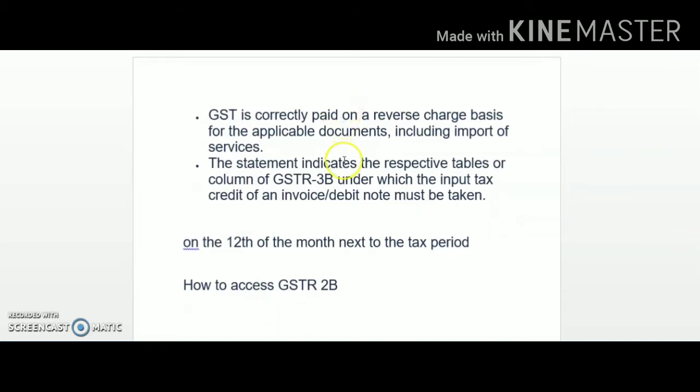Further, GSTR-2B indicates the respective table of GSTR-3B under which you have to claim the input tax credit. As discussed earlier, it is always available on the 12th of the next month to the tax period. For example, if you want the September month GSTR-2B, it will be available on the 12th of October. Now we will discuss how to access GSTR-2B.